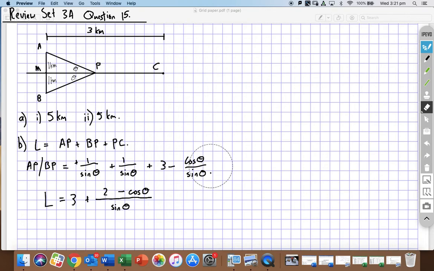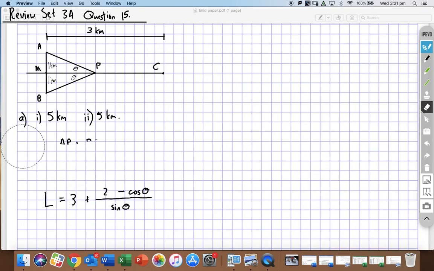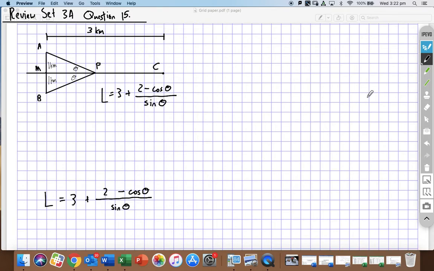What I'd like to do is make some room for myself. So I'm going to write this length equation up a bit higher. Length equals 3 plus (2 minus cos theta) divided by sine theta. Because I'm pretty sure what's going to happen next, like a lot of these questions, we're going to find the derivative of this and work out what theta needs to be when the derivative equals 0.